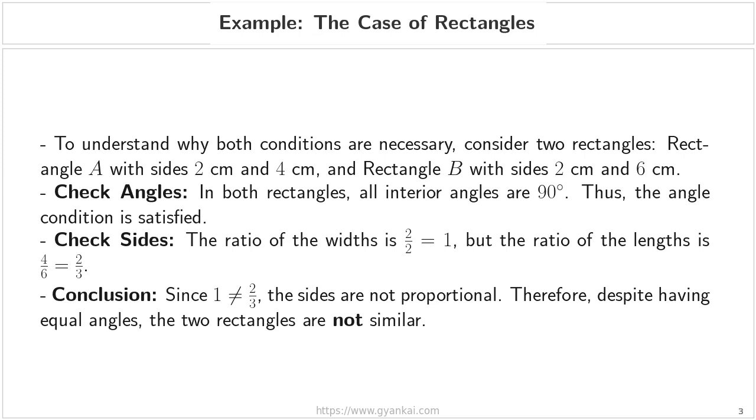This perfectly illustrates the point I made in the previous slide. For general polygons, having equal angles is not enough. You must also have proportional sides. This sets the stage for our next slide, where we will see how triangles are a very special exception to this rule.